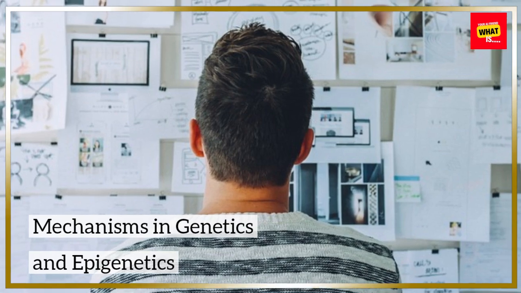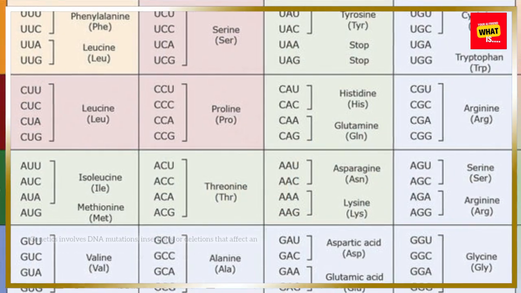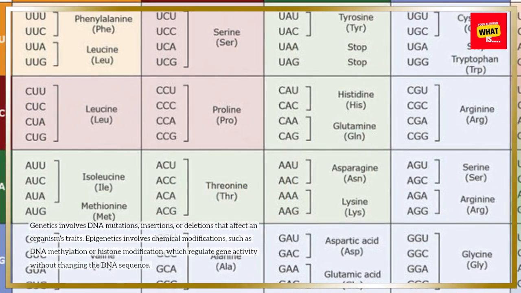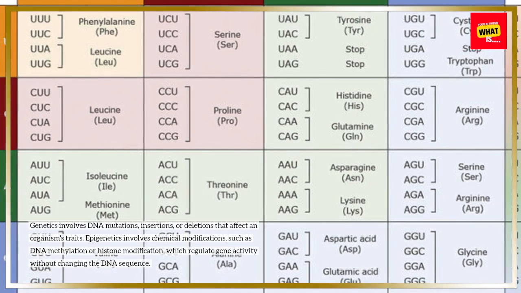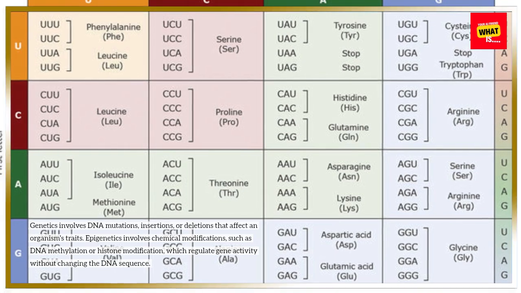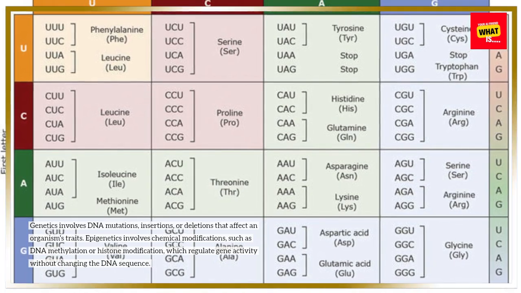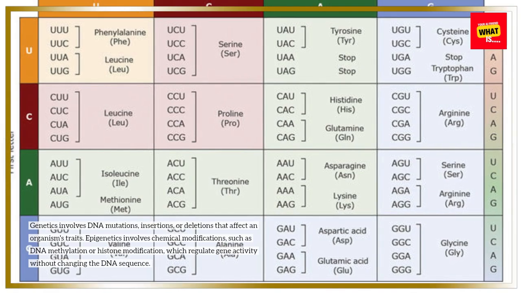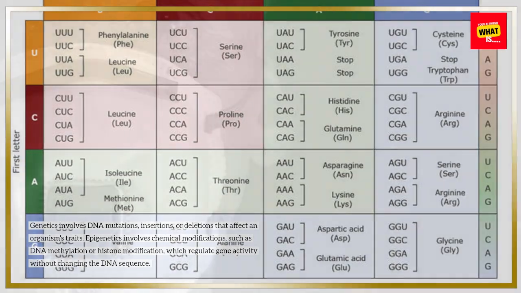Mechanisms in genetics and epigenetics. Genetics involves DNA mutations, insertions or deletions that affect an organism's traits. Epigenetics involves chemical modifications, such as DNA methylation or histone modification, which regulate gene activity without changing the DNA sequence.